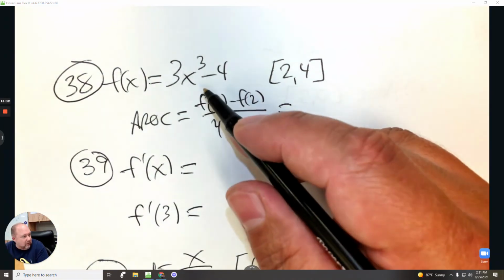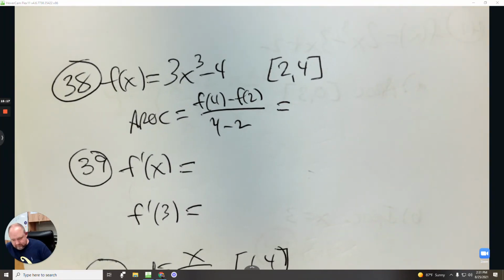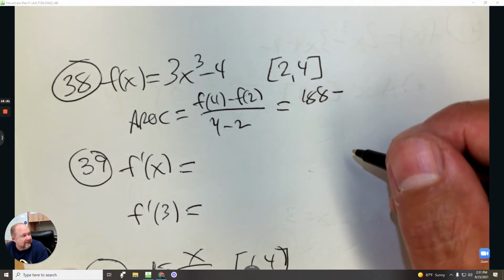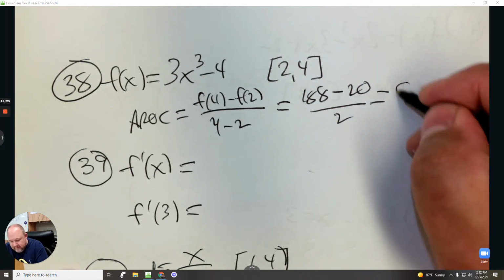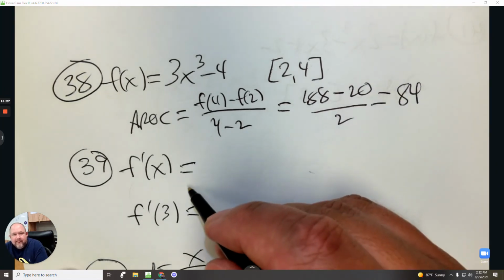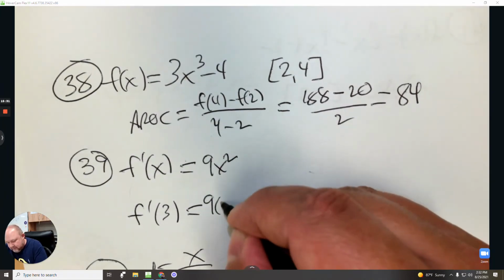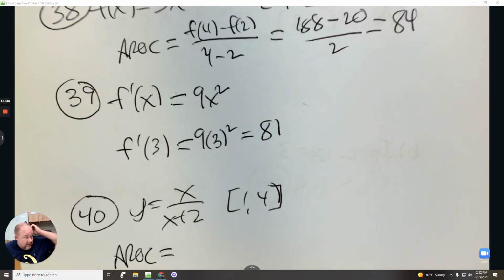So plug in 4. I'm kind of cheating here looking at the answer key. That's 188. Plug in 2. That's 20. And that gives you the answer 84. For 39, just take the derivative. That's 9x squared. Plug in 3. That's 9 times 9, which is 81.